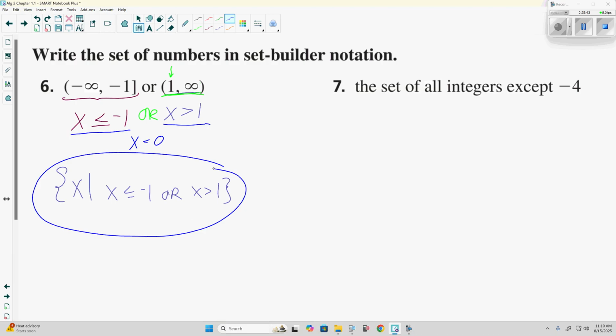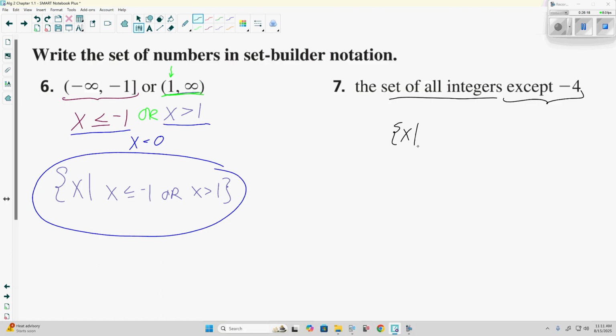We're ready for number 7, and I believe this is the last one. Or there's 2 more, it looks like, but that's fine. The set of all integers except -4. So as we look at this, what group of numbers are we talking about? Integers, the set of all integers. And our description is except for -4. The only value that x cannot be is -4. Out of all the integers, it cannot be -4.